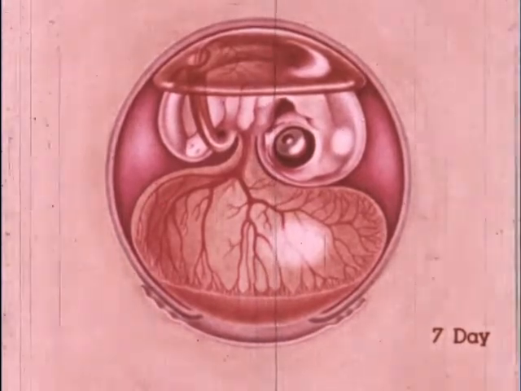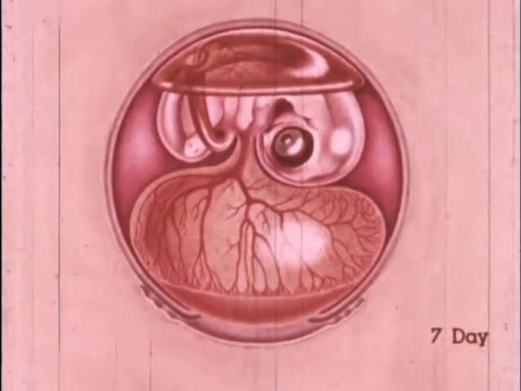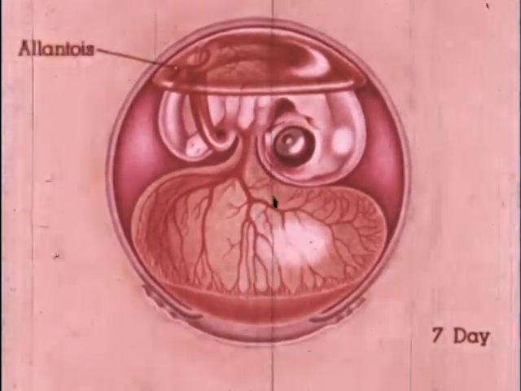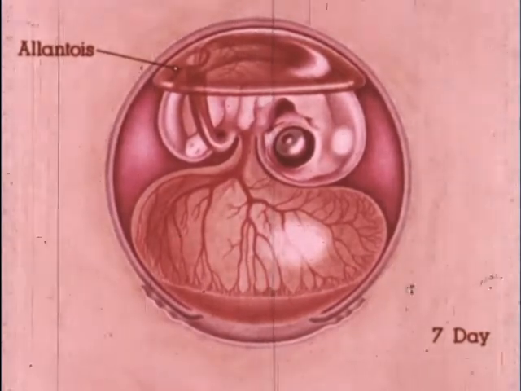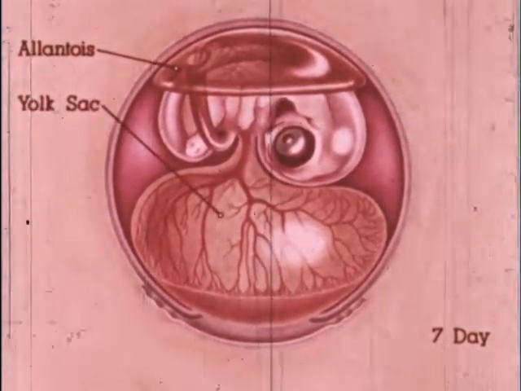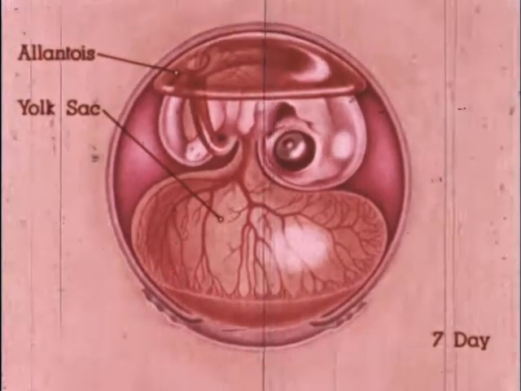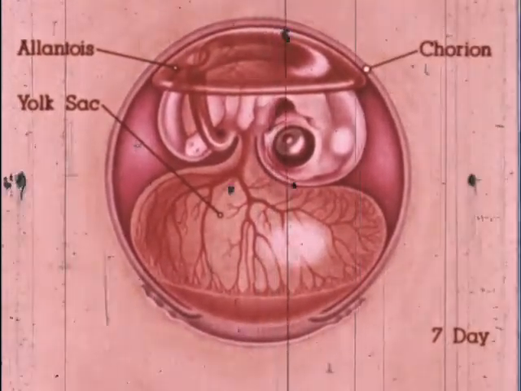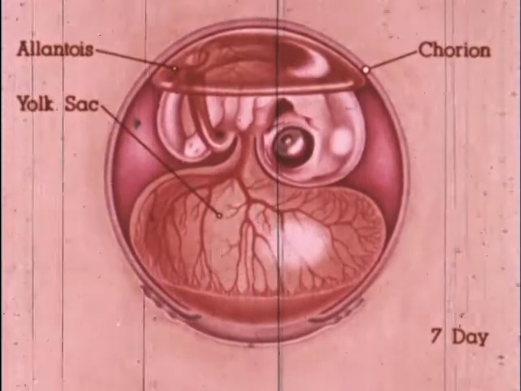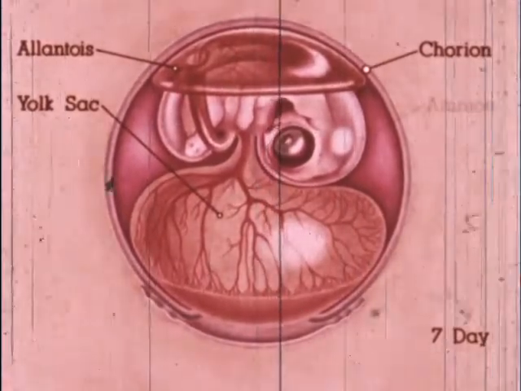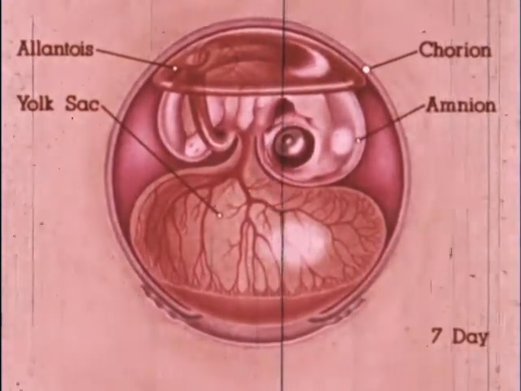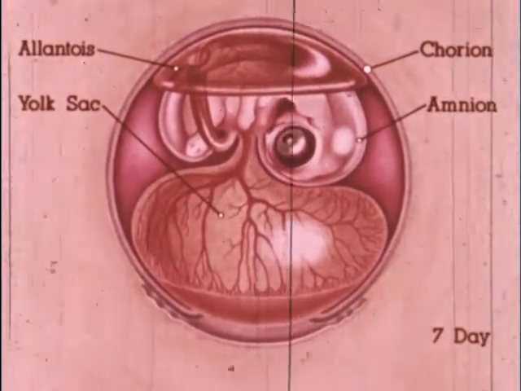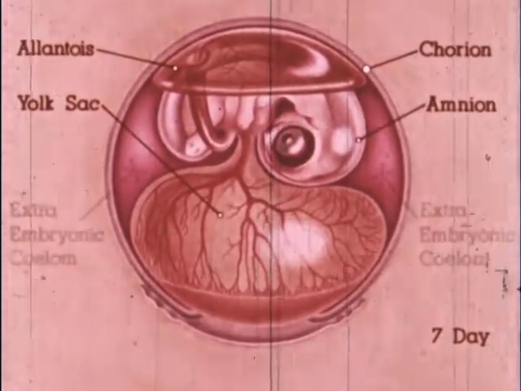This drawing of a 7-day embryo shows more clearly the position of the allantois with respect to the yolk sac, the chorion, the amnion, and the extraembryonic coelom.